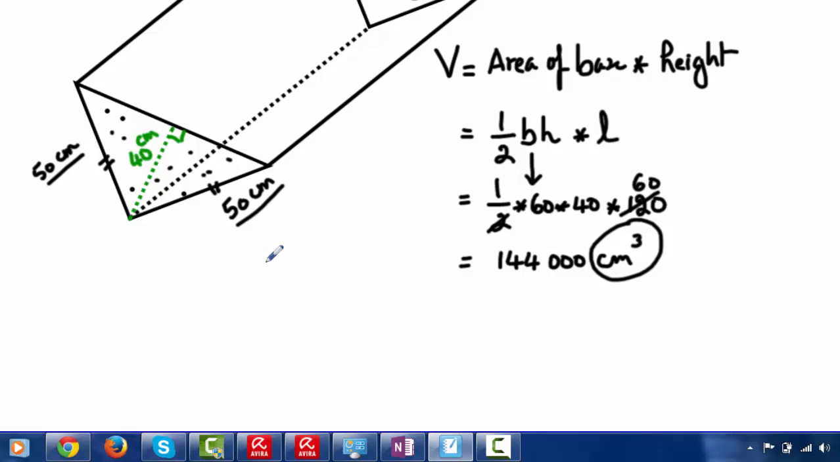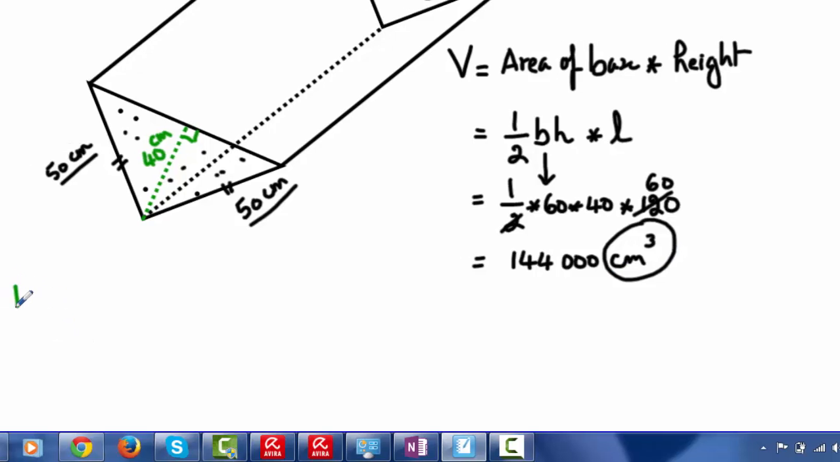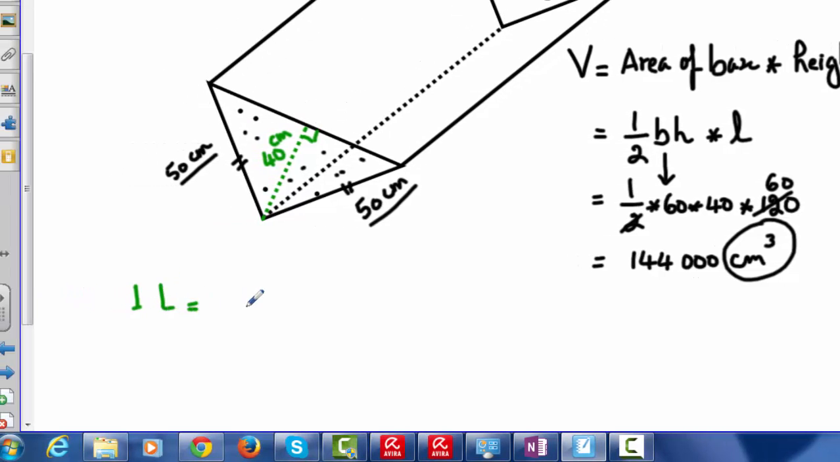Now, I need to get your attention. 144,000 centimeter cube. If in the question they want to get it in, let's say, liter, how can I transfer the centimeter cube to liter? So it's very important that you know that 1 liter equals 1,000 milliliter. This is very important. And 1 milliliter equals 1 centimeter cube. That means the milliliter and centimeter cube are the same. That's why we are saying that 1 liter equals 1,000 centimeter cube.